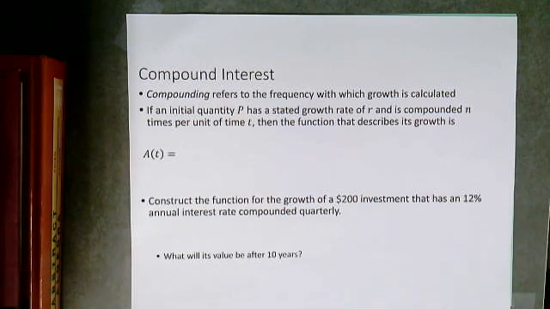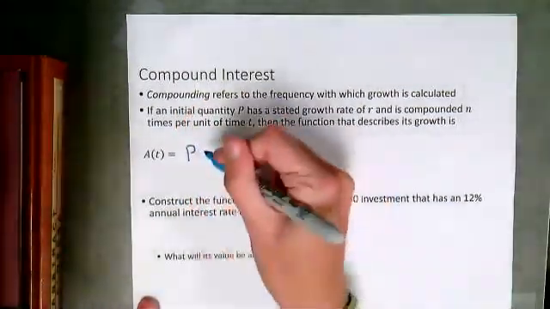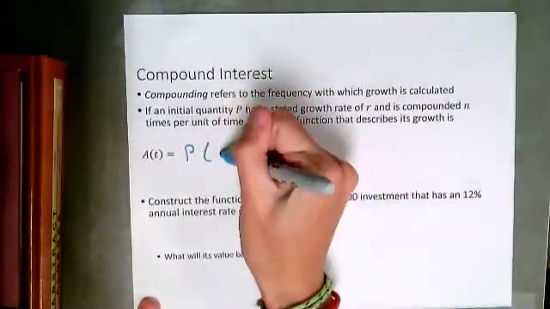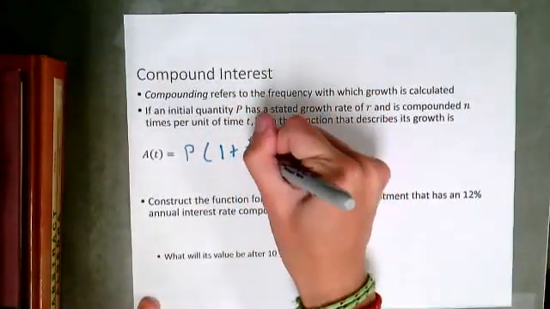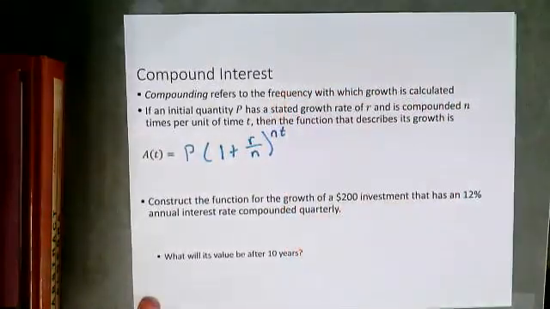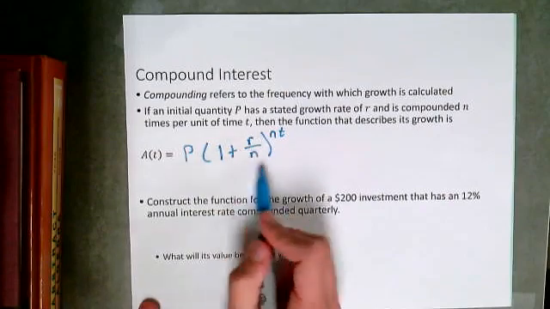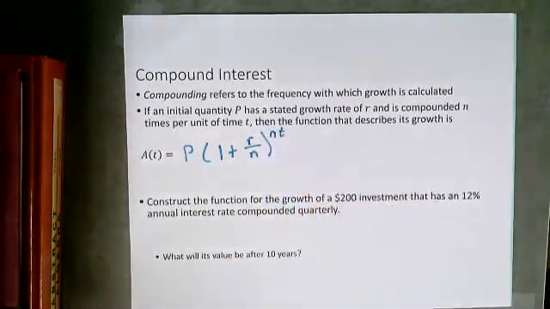So suppose we have an initial quantity P and it has a stated growth rate of r and is compounded n times per unit of time t. The function that describes its growth is the following. We're going to have our initial amount P out in front, times 1 plus r over n, raised to n times t. So it's the amount you start with, your rate per number of times you're compounding it, to the nt. So this is our formula here.